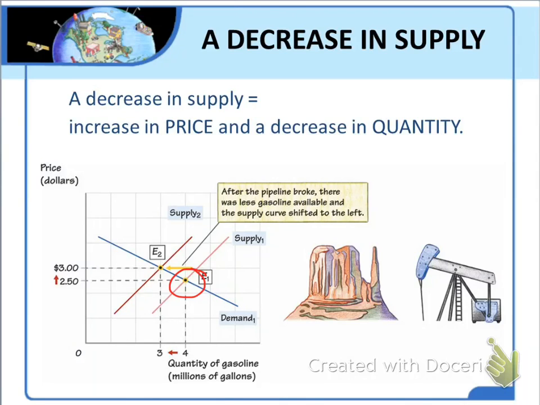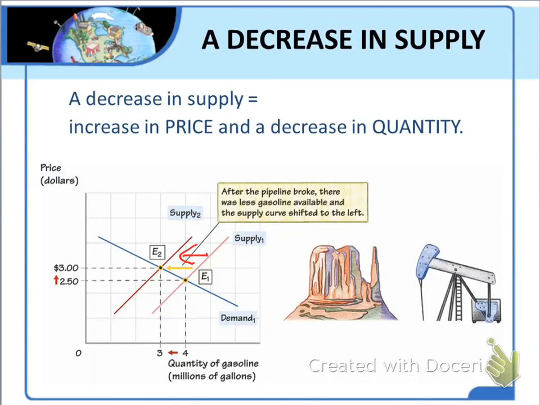at point E1, right there, where the original supply curve, which is S1, right here, intersected the original demand curve, which is D1, right there. The equilibrium price was $2.50 per gallon, and the equilibrium quantity was 4 million gallons. But after the pipeline broke, firms were willing to supply less gasoline at each price. This shifted the supply curve for gasoline leftward to supply 2.